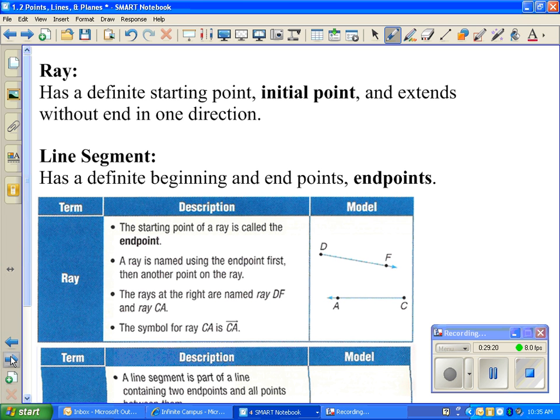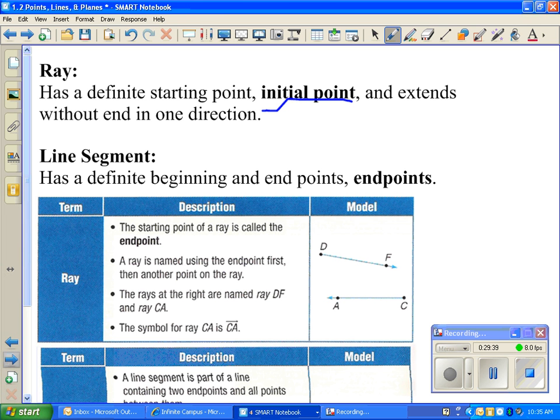Lots of definitions of geometry. Bear with me. Don't tune me out. You're going to have them. They're going to be on your test. A ray has a starting point, which is called the initial point. That will be on your definition. All right? And it goes in one direction. So you have a starting point, and it goes in one direction.